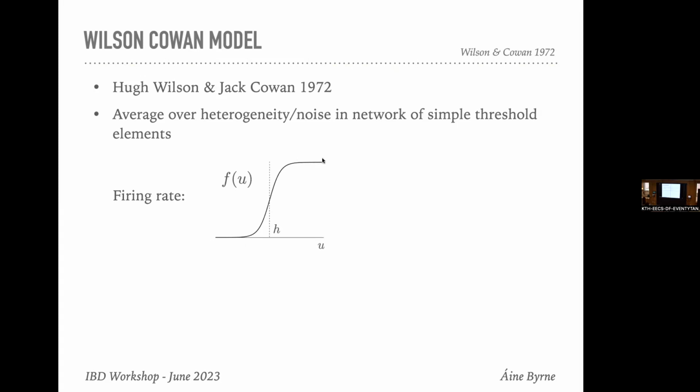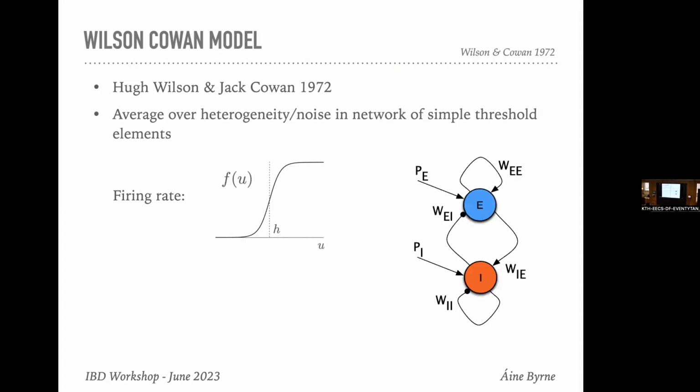If all of your neurons are active, the firing rate's high, and then somewhere in the middle, you've got this kind of slope. So that's your sigmoidal firing rate curve. And they said, okay, assume we have two types of neurons, your excitatory neurons and your inhibitory neurons. And we just want to track the average activity of both these populations and see how they interact.